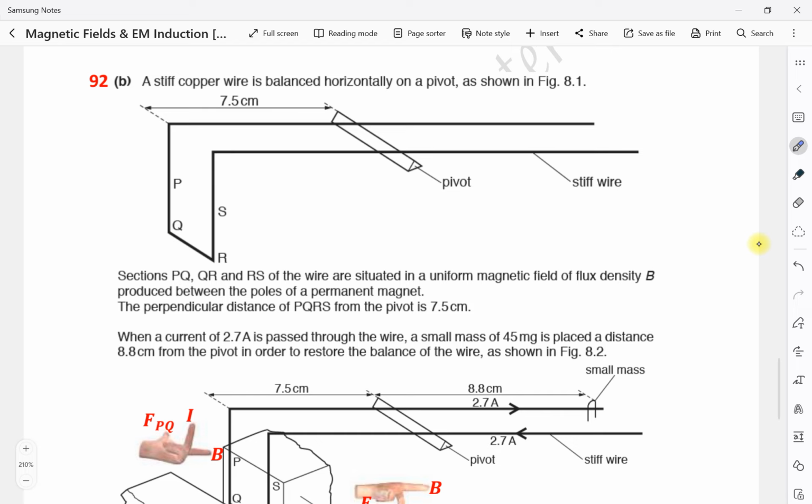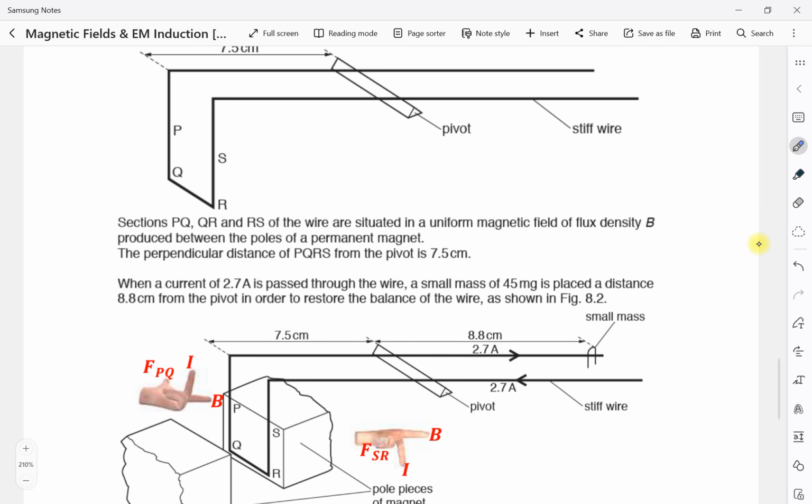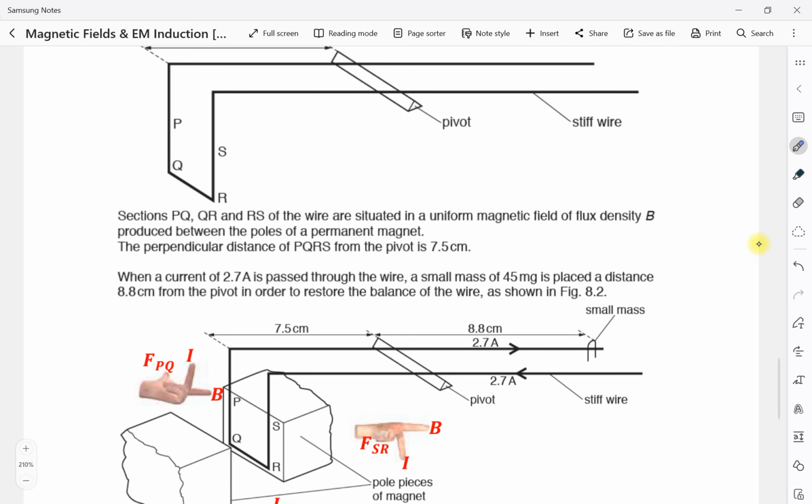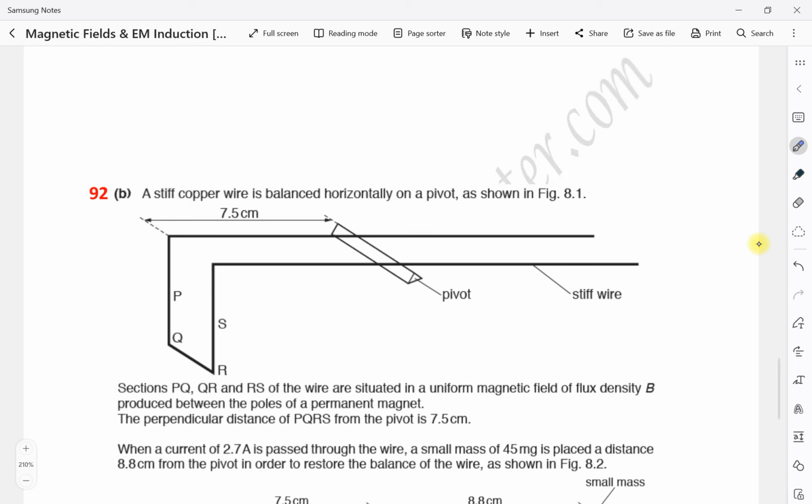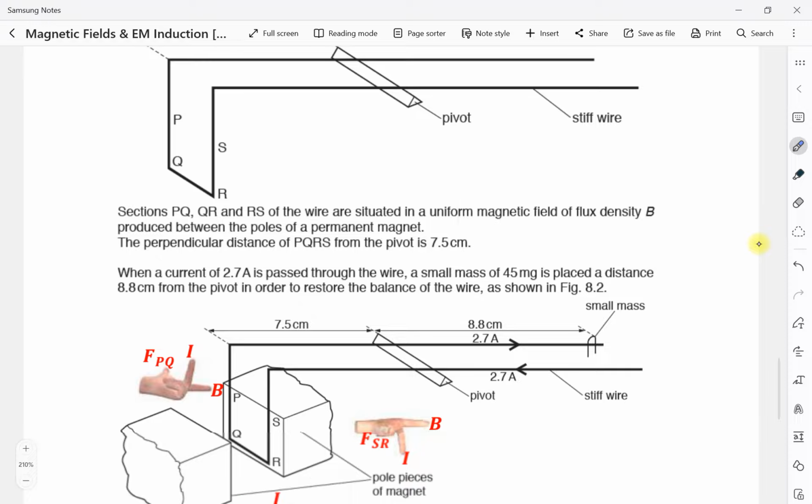Section PQ, QR, and RS of the wire are situated in a uniform magnetic field of flux density B, produced between the poles of a permanent magnet. The perpendicular distance of QR from the pivot is 7.5. So the perpendicular distance there is 7.5.